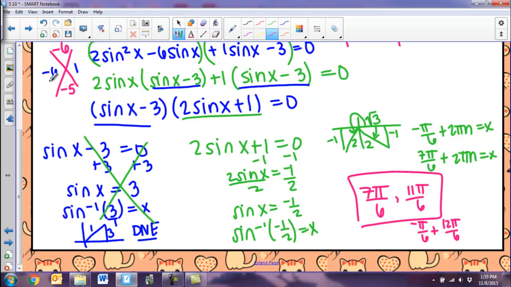Okay, so those were the two ways that I can solve trig equations using factoring. Just remember, you cannot divide by a trig function. You're going to try to factor it out, but then you've got to set it equal to 0 and use your zero product property.